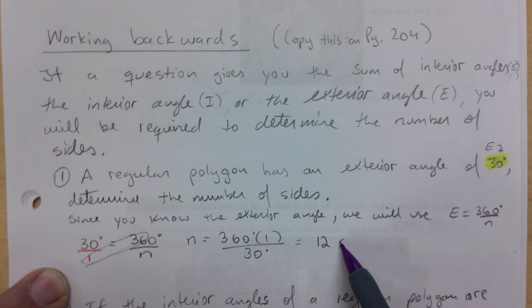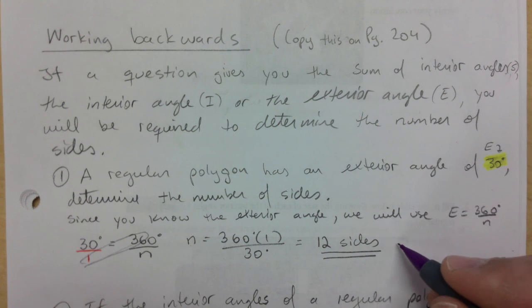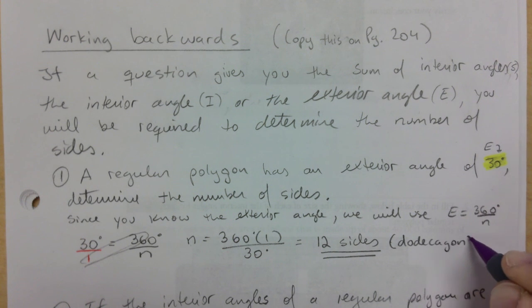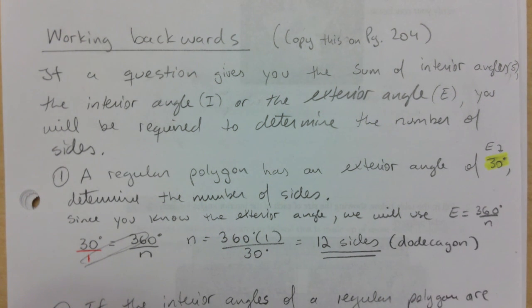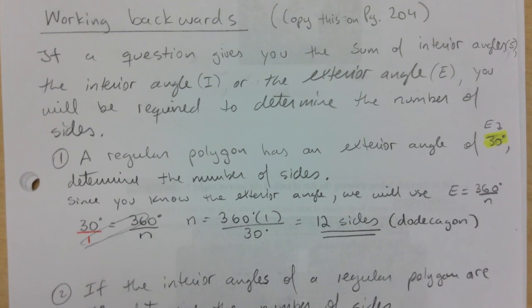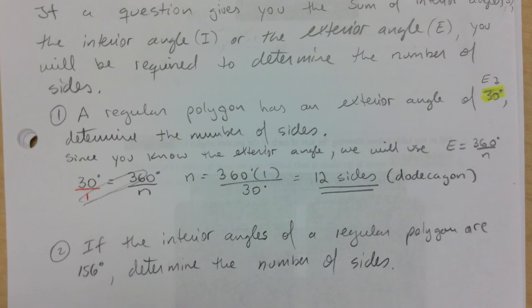That's what you've solved for. So you know that the polygon that has this has 12 sides. And it's called a dodecagon. Okay. Have the names and the number of sides also on your study sheet. So this one wasn't too bad. Let's do another one.